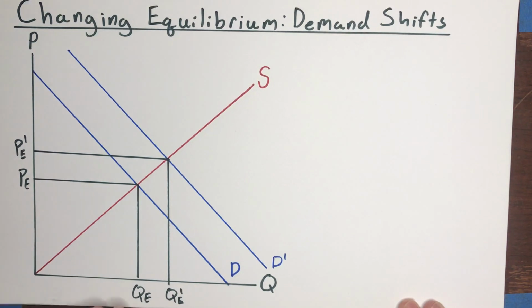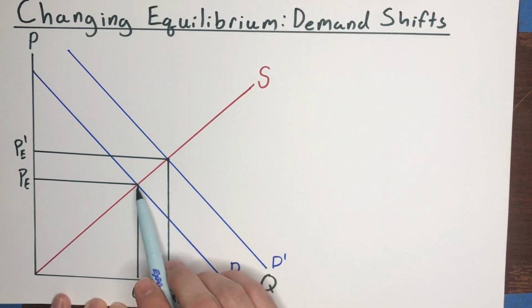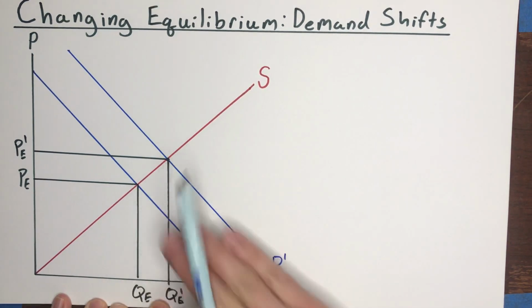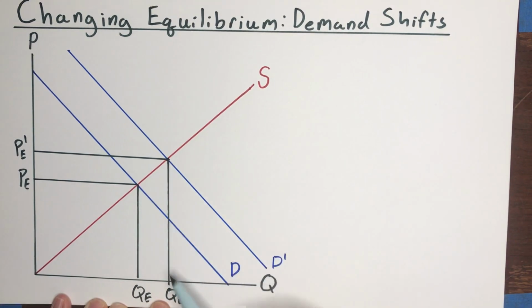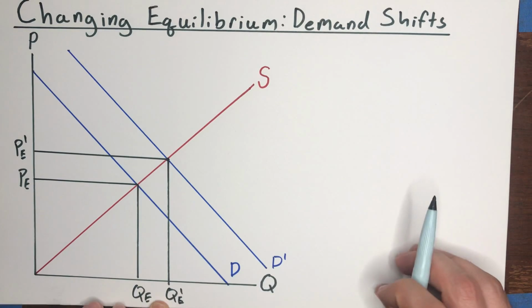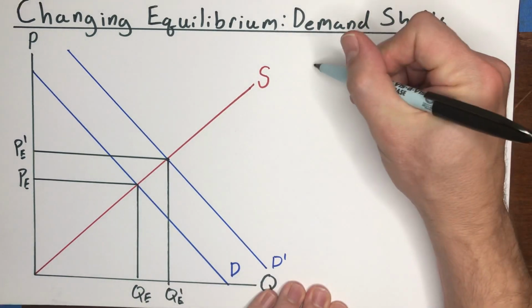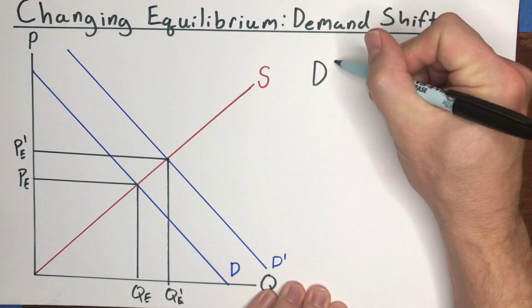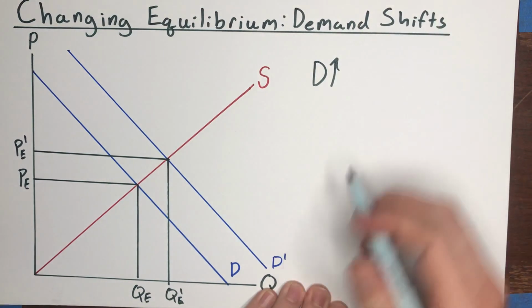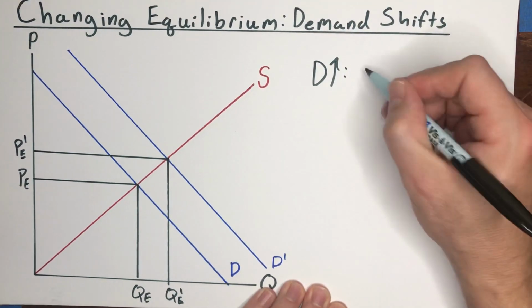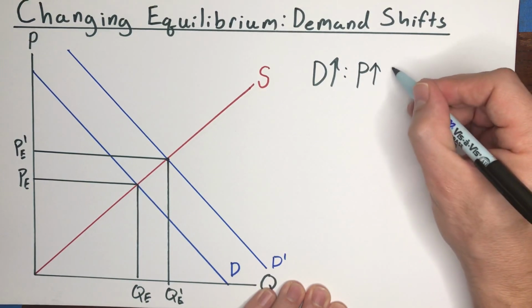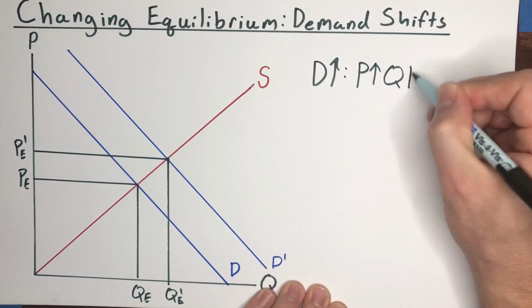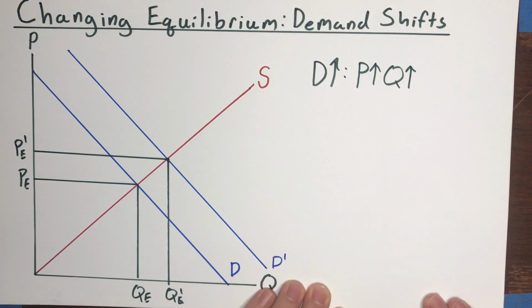Okay. Now notice what has happened. As the demand curve shifted up and to the right, as demand increased, the equilibrium price increased and the equilibrium quantity increased. I'm going to write down a shorthand for that on the right. If demand increases, then the market price is going to increase and the market quantity is going to increase.